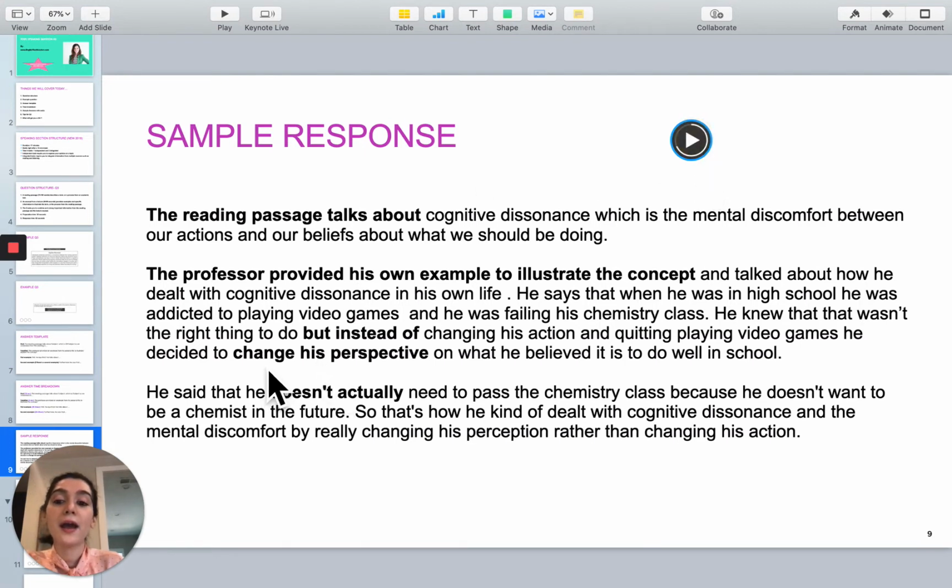Okay, here I actually focused a little bit on, I stressed my words on "but instead of" and "changed his perspective." I stressed these words because if you remember, the changing perspective was how the reading also said that people deal with cognitive dissonance.